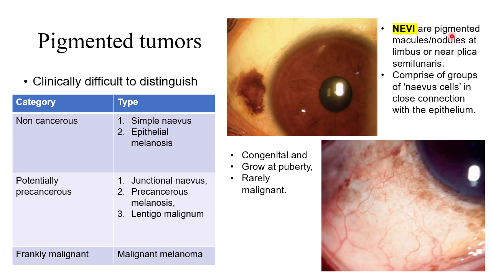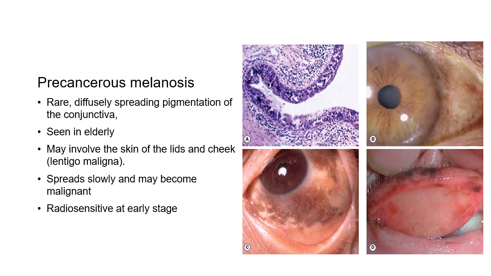Nevi are seen commonly in a lot of patients, and these are pigmented macules or nodules at the limbus or near the plica. This one, see? They're usually congenital, they tend to grow at puberty, and they are rarely malignant. So they just remain as they are since birth. They might grow a little at the time of puberty, but that's it.